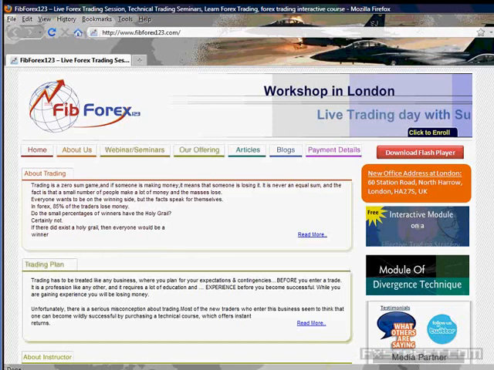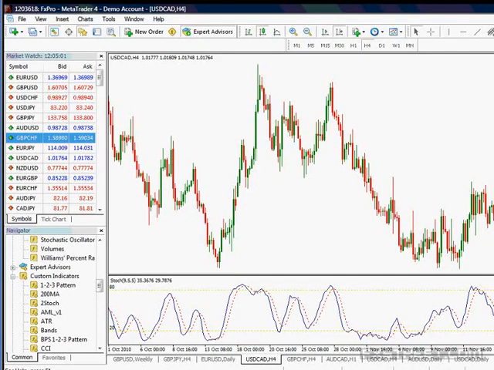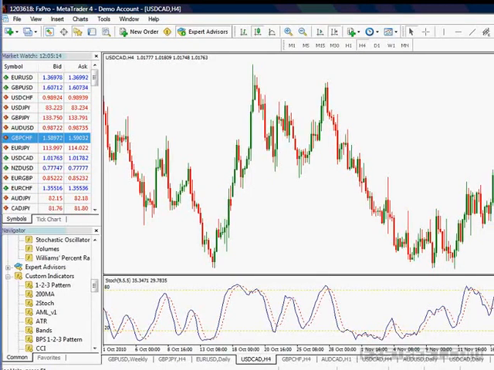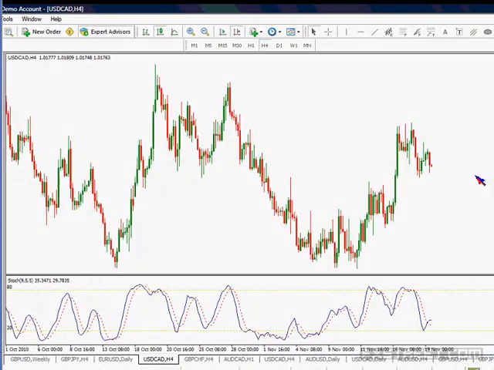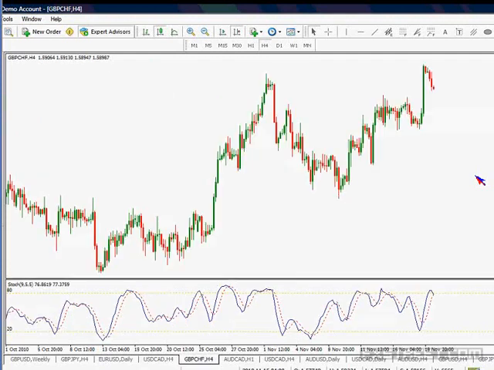Let's have a look at the charts here. Alright, let's start off with Fibonacci trading. Now, Fibonacci numbers, a brief introduction. Fibonacci ratios are based on a mathematical series, but somehow price tends to respect these particular numbers quite a bit.